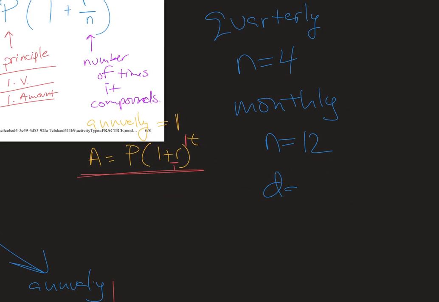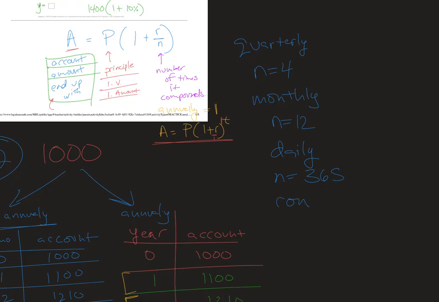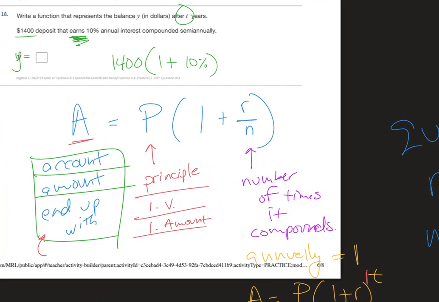You could do it daily, where N would equal 365. And someday we will talk about constantly, but not today. So N is the number of times it compounds. That N actually shows up right here as well. So why don't we do this? R, I didn't write what R was because we already talked about R, but R is the rate.